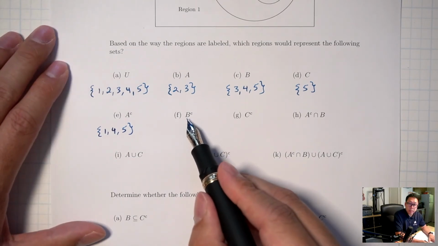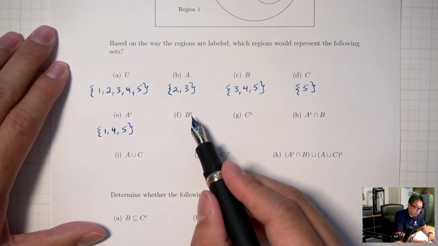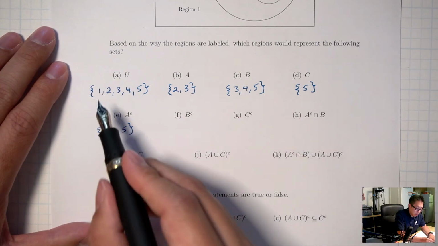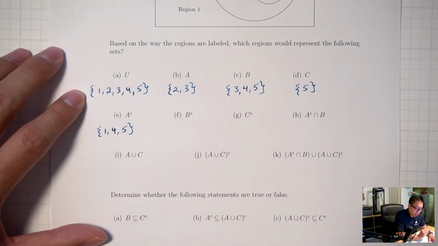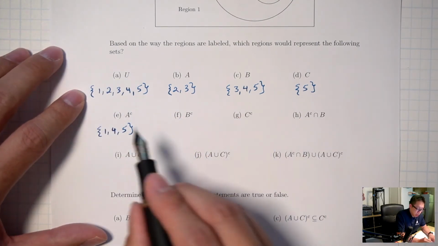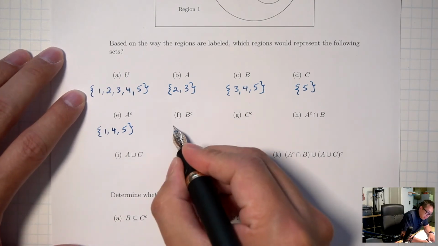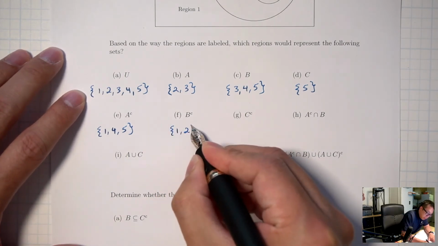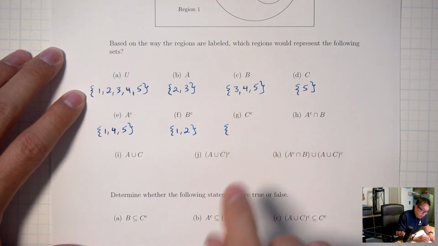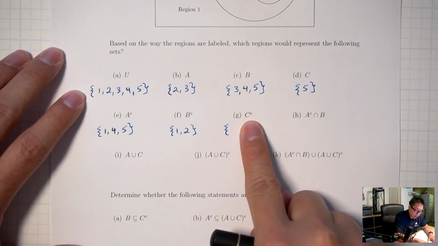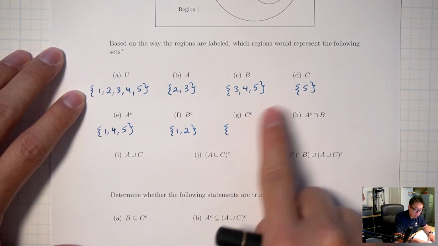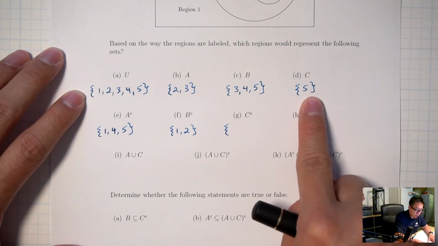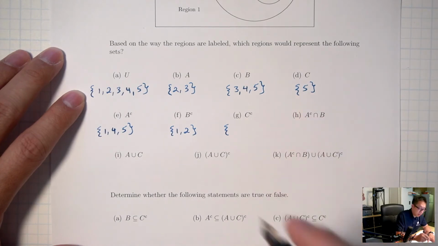Next is B complement. So what numbers are not in B? So go through your universal set. What numbers are not in B? 1 and 2. Next is C complement. So what numbers are not in C? Looks like it's 1, 2, 3, and 4.